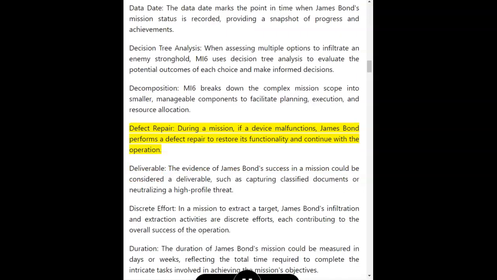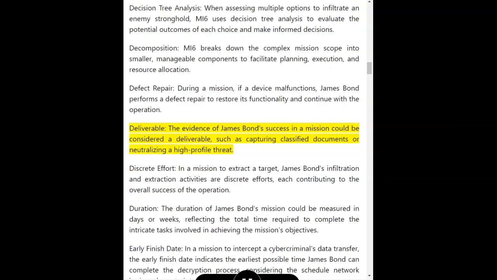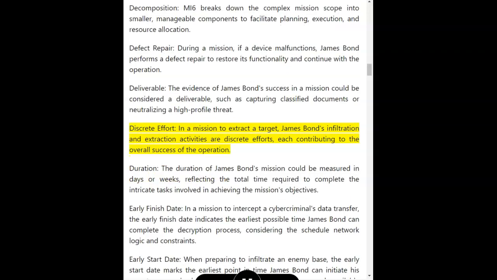Defect repair. During a mission, if a device malfunctions, James Bond performs a defect repair to restore its functionality and continue with the operation. Deliverable. The evidence of James Bond's success in a mission could be considered a deliverable, such as capturing classified documents or neutralizing a high-profile threat. Discrete effort. In a mission to extract a target, James Bond's infiltration and extraction activities are discrete efforts, each contributing to the overall success of the operation.